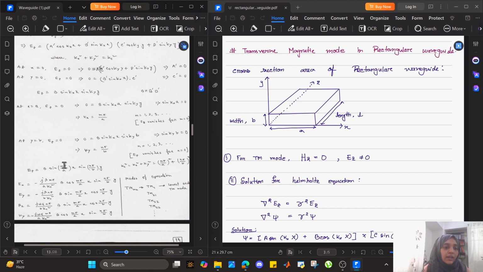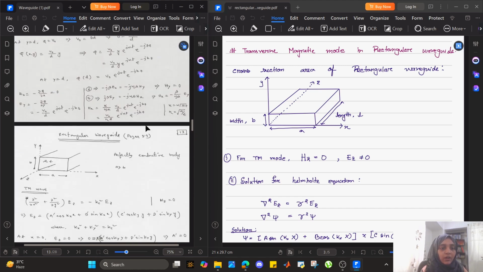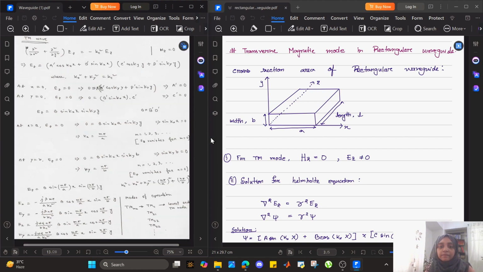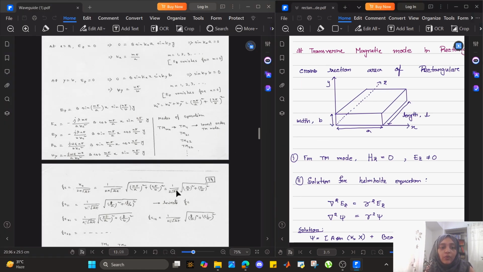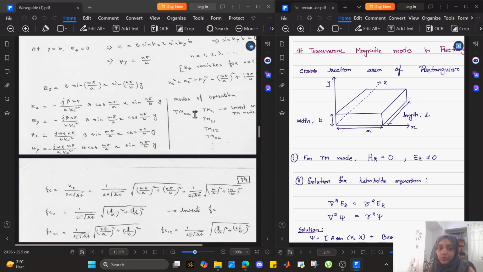So this is the solution for the rectangular waveguide. Now here there are some modes of operation. What is the mode of operation?